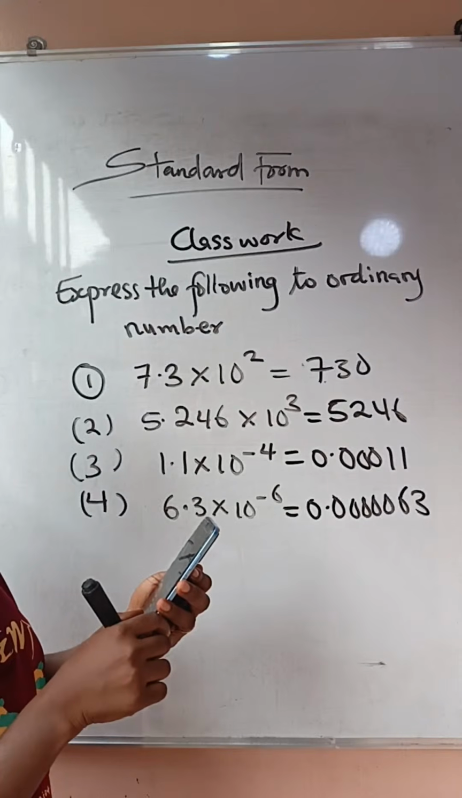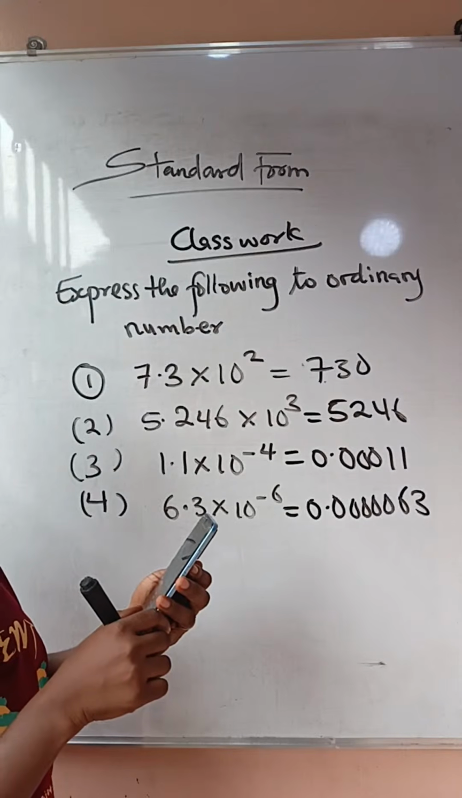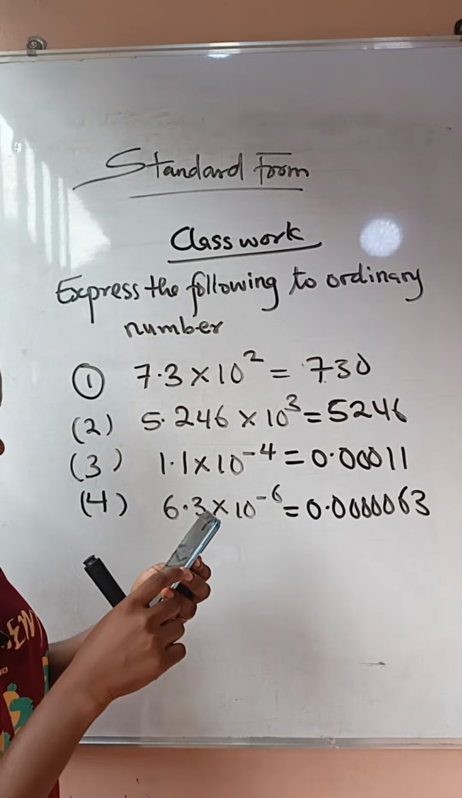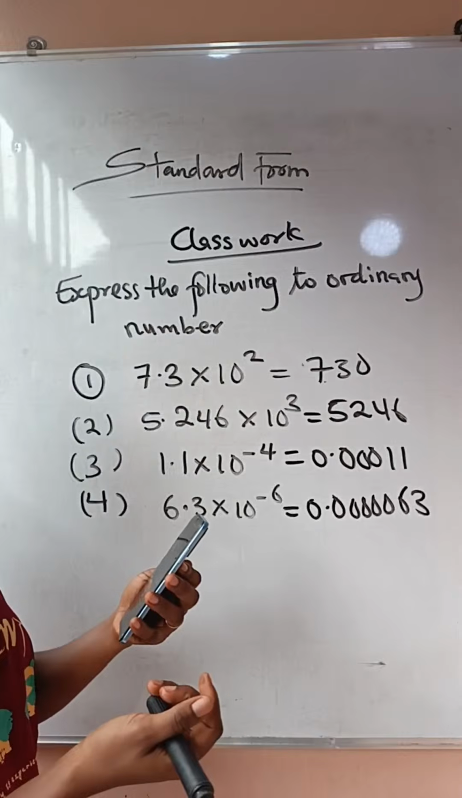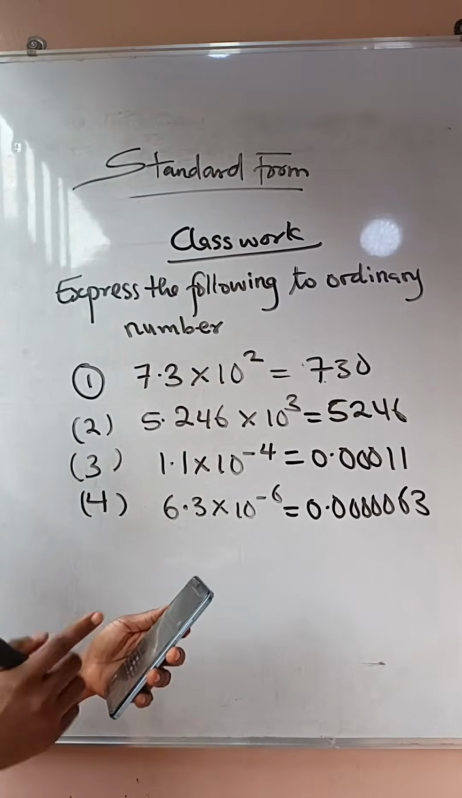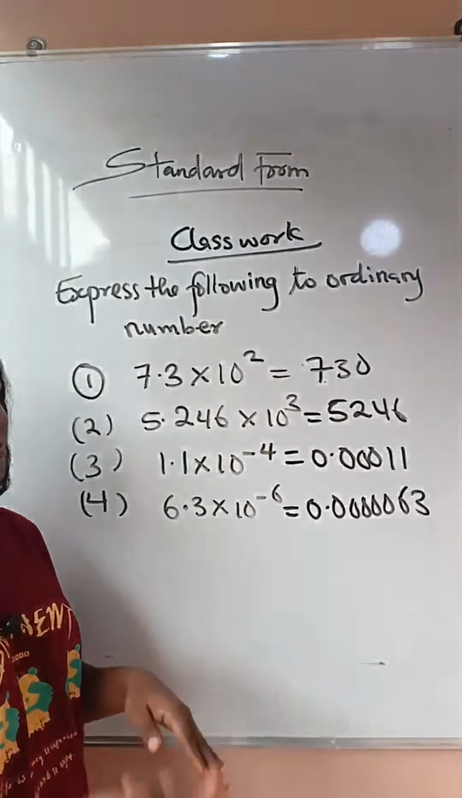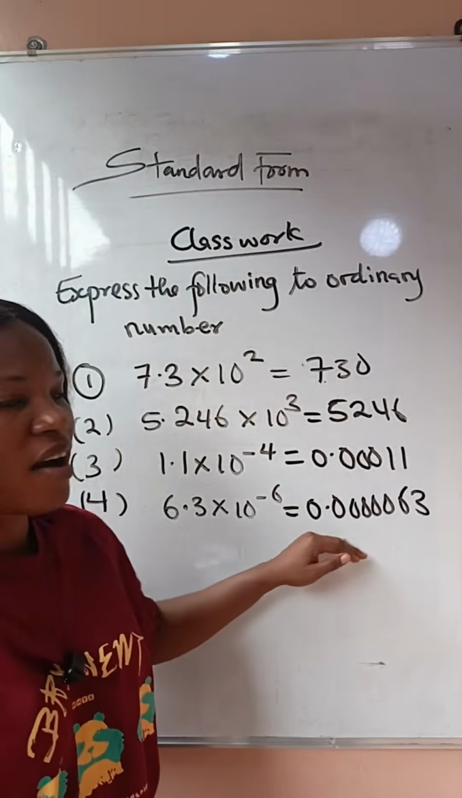1, 2, 3, 4, 5. Should be 5 zeros. Yeah, 1, 2, 3, 4, 5. That should be the answer. If yours is more than 5, the zeros are doing me somehow on the eyes. I can't actually count it from the phone. Please, your zeros should be 5.